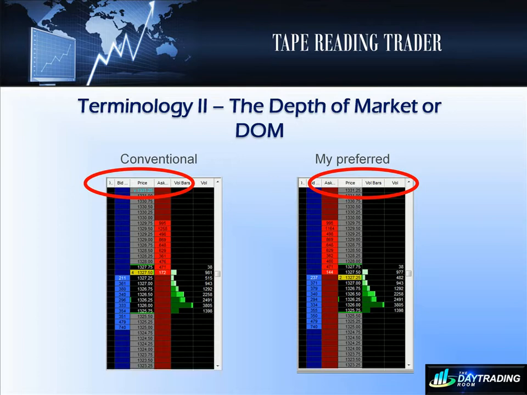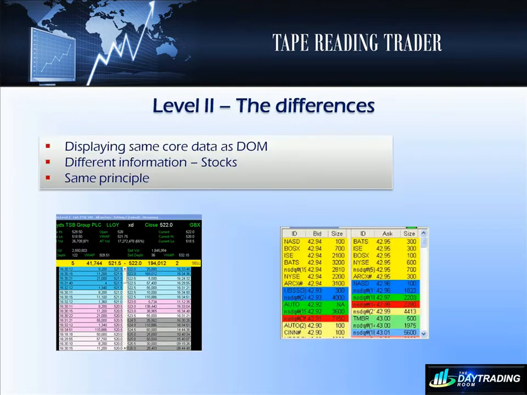Now conventionally you've got the bid column, the price and the ask in that order, but I prefer to have the bid and the ask side by side. I just find it easier to read, easier to see what's going on, less work for my eyes and easier to spot the changes. Again, personal preference, it doesn't have to be that way, that's just the way I like to do it. So that's the depth of market.